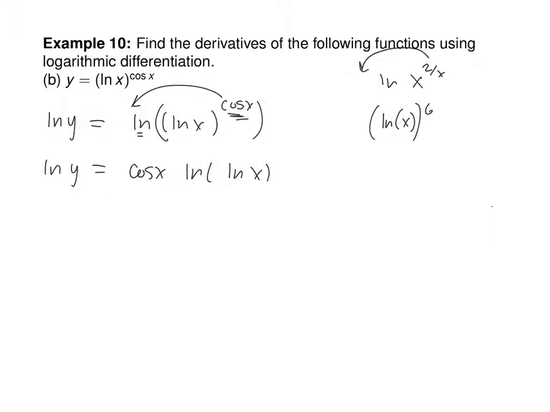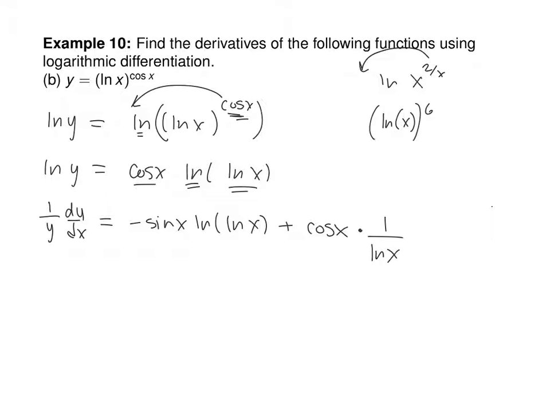Okay. So 1 over y, dy dx. What would be the derivative of cosine? Oh, negative sign. ln of x plus cosine of x times, now the derivative of natural log x is a chain rule. So first you have natural log of something, right? It'd be 1 over natural log x times 1 over x. Exactly. Good job. Does that make sense?